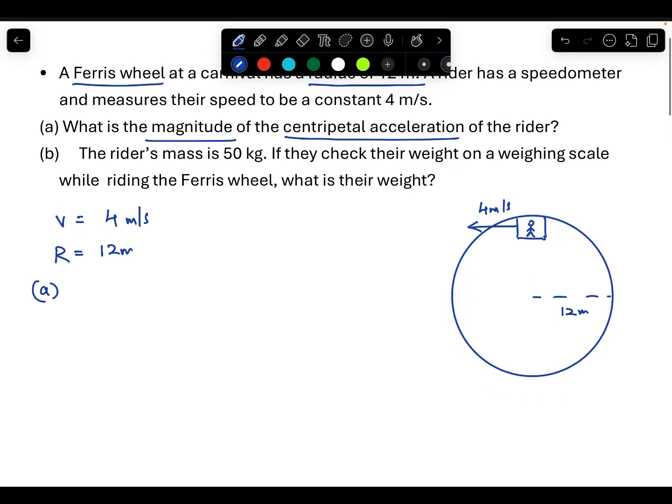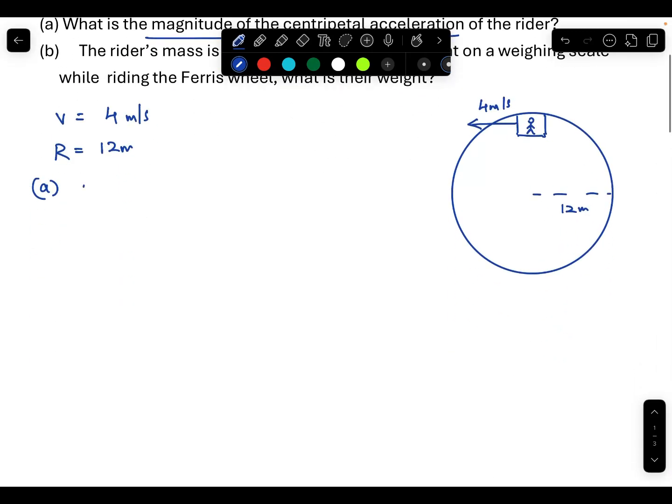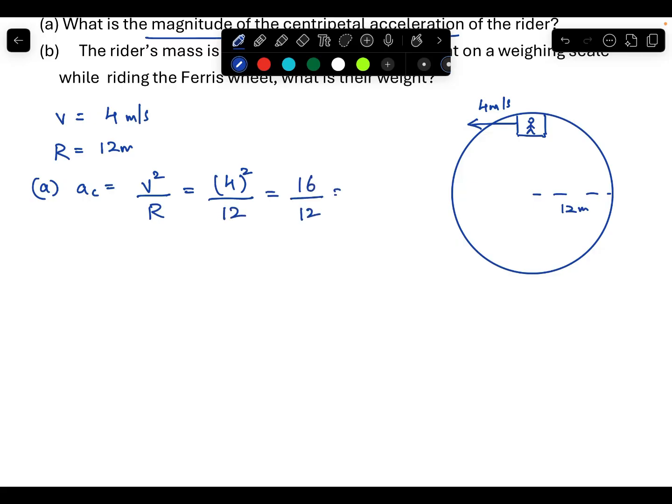So to solve A, centripetal acceleration is v squared divided by r, which is 4 squared divided by 12. So 16 divided by 12 comes out to 1.33 meters per second squared.